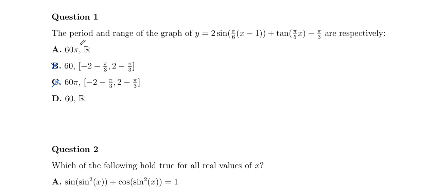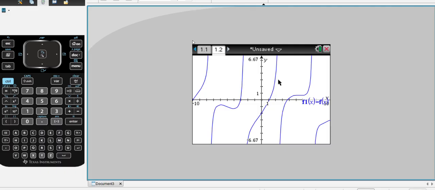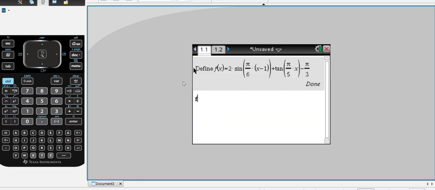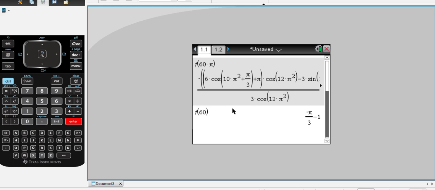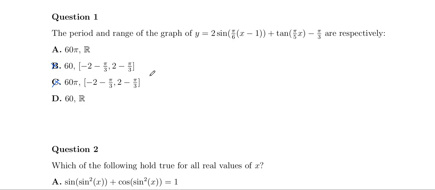To find out what the period is, we can see what f of 0 is equal to. If the period is 60 pi, then f of 60 pi should also equal negative pi on 3 minus 1. And it's not. So that means f of 60, which is also equal to negative pi on 3 minus 1, is the period. So D is the answer.